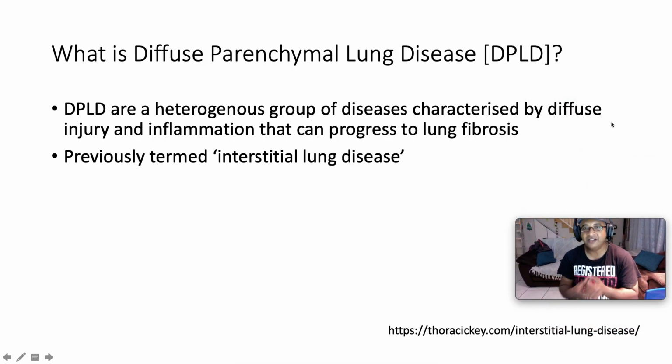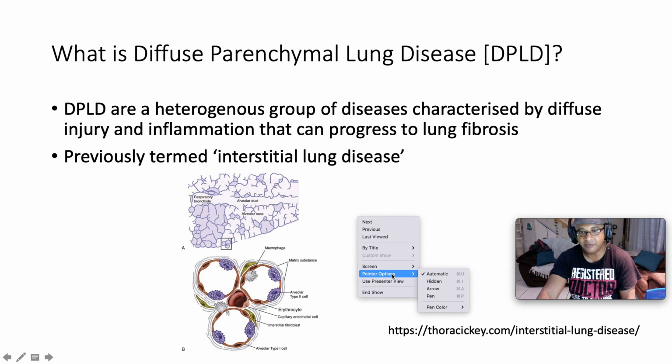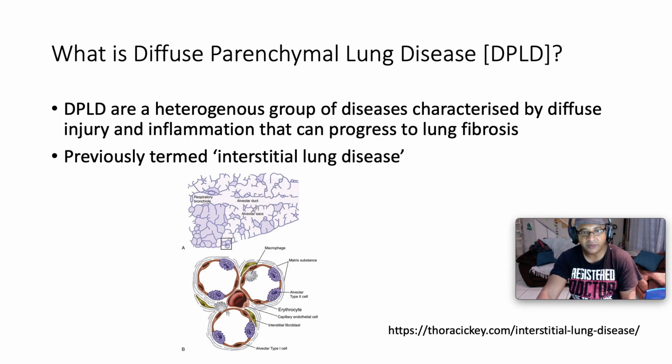What is really diffuse parenchymal lung disease? It represents a heterogeneous group of diseases characterized by diffuse injury and inflammation that can then progress to lung fibrosis. It was previously termed interstitial lung disease. And the reason why the nomenclature has changed is because, as we know, this is the interstitium, right? So as we can see, the interstitium is composed of not just the collagen around the alveoli, but also includes the alveolar space, the air space.